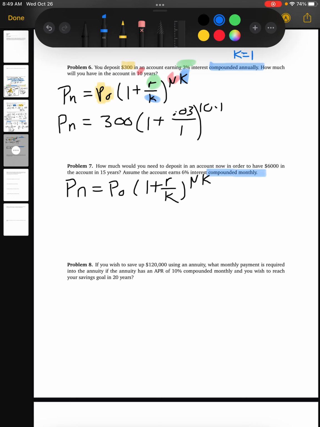Again, we have compounded monthly. So that is going to tell us our K. Our K in this situation is going to be 12 because we have 12 months in a year. So if it compounds monthly, K is going to be equal to 12.